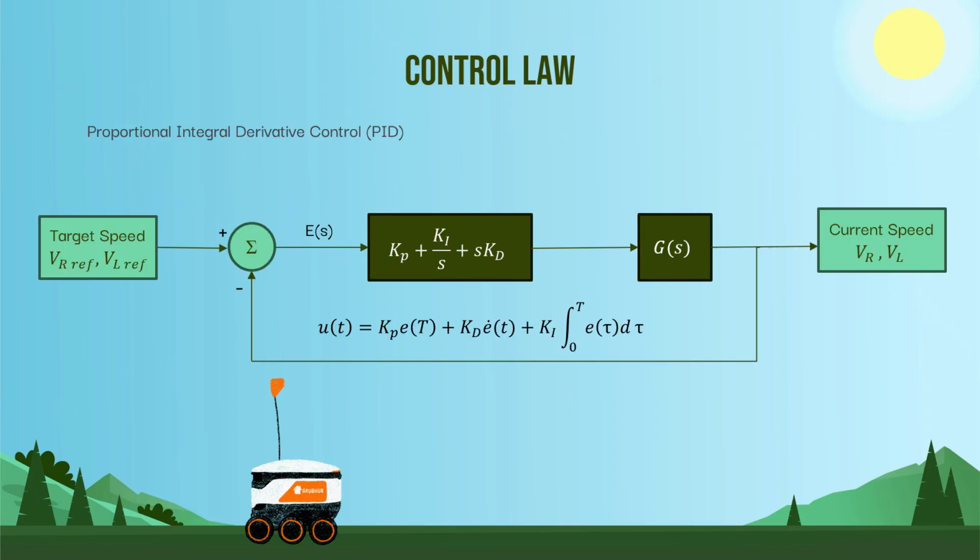The PID controller is used to regulate the wheel speed and keep the robot's motion stable. It minimizes the error between actual and target speed and ensures precise movement and reliable stop.